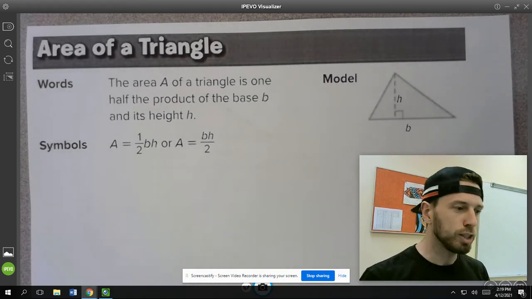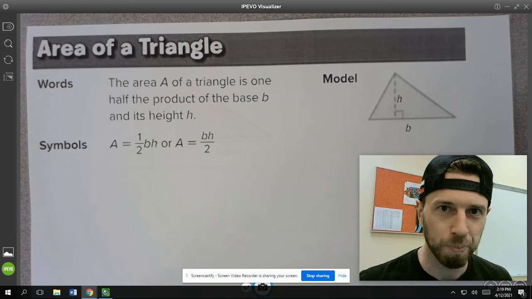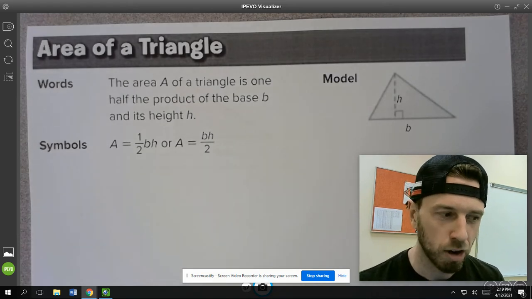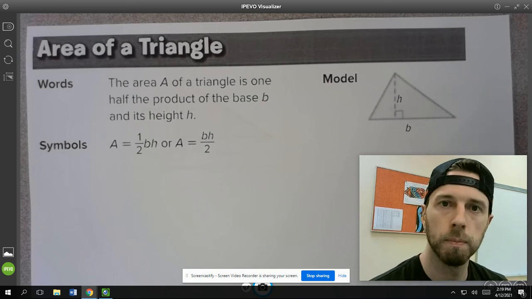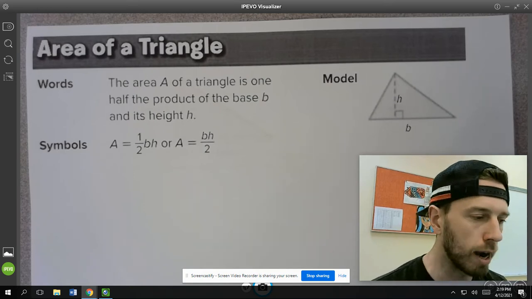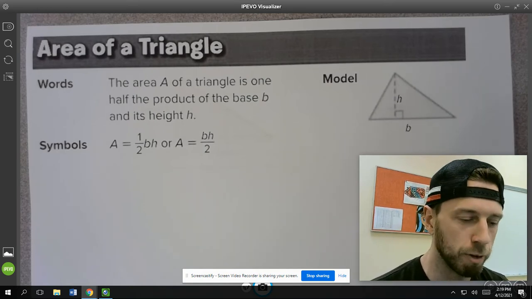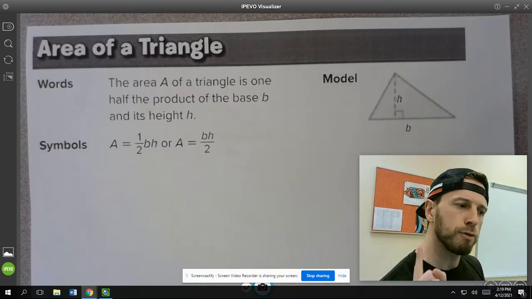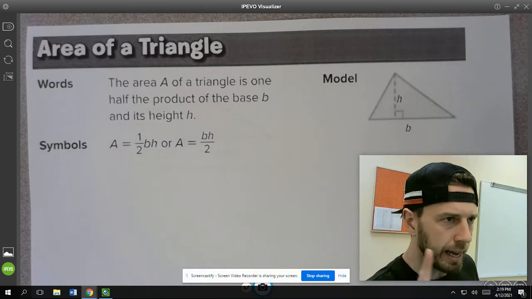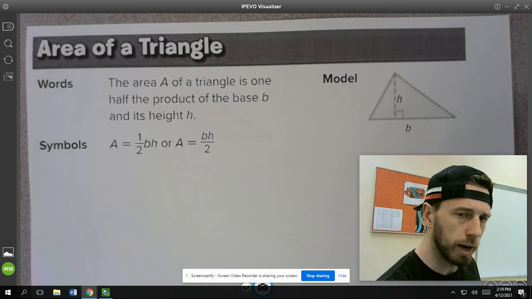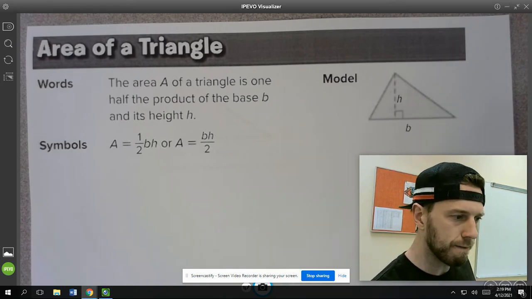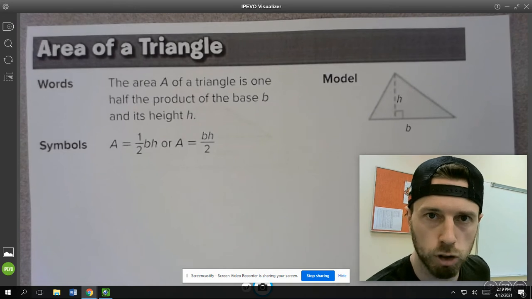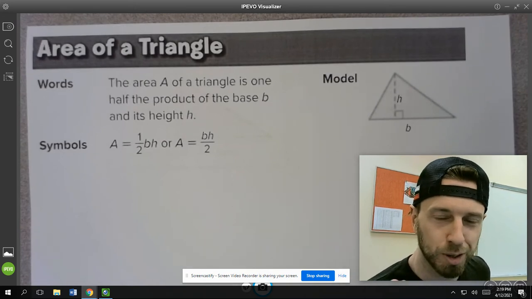And before we get started, did you know that triangles are just half of a parallelogram? Every triangle is just half of a parallelogram. So think of it this way. If you knew how to find the area of a parallelogram, and then you just cut that in half, then you know how to find the area of a triangle. And that's what we're going to learn today.